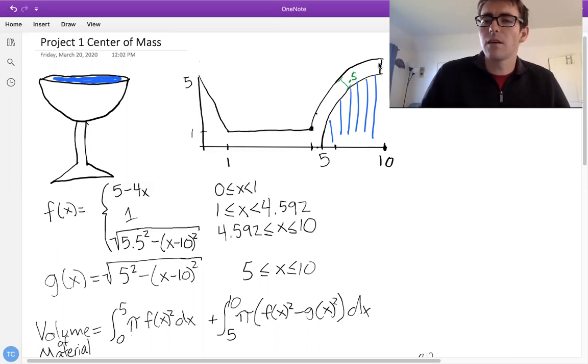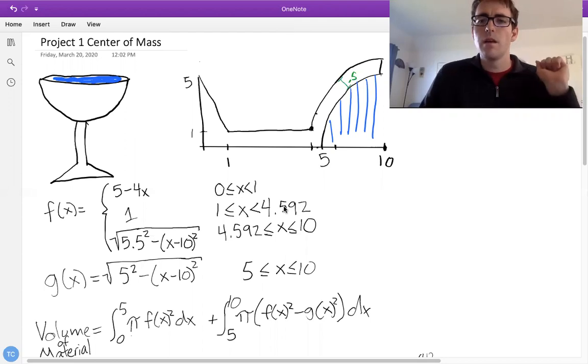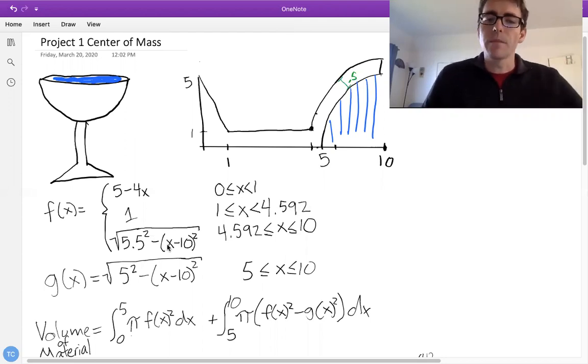That comes from asking, when does this circle piece intersect the straight line piece? We can find this geometrically, we can find this algebraically, a few other approaches like that. If you think about this for a little bit and you have no idea where this number comes from, let me know and I can try to walk you through that. Anyway, between 1 and 4.592, our function is this constant function.